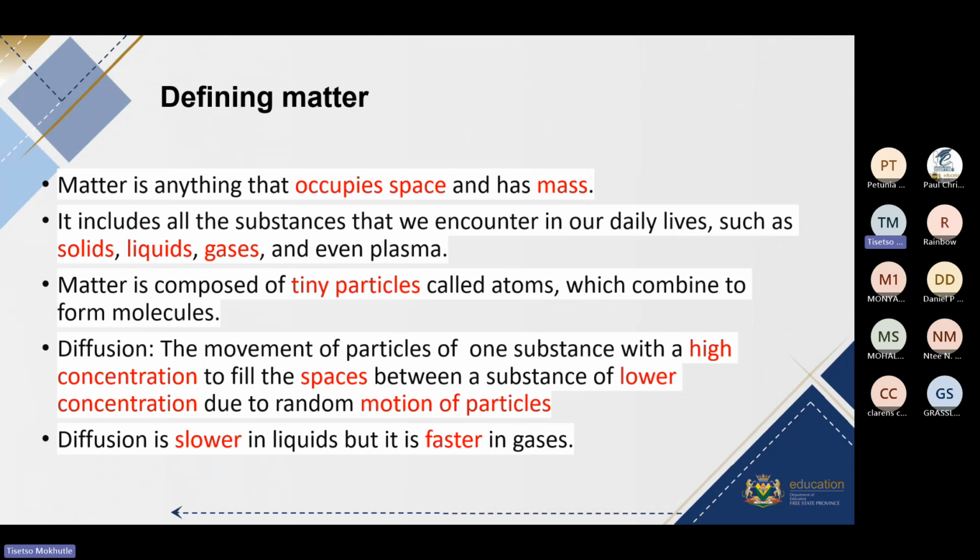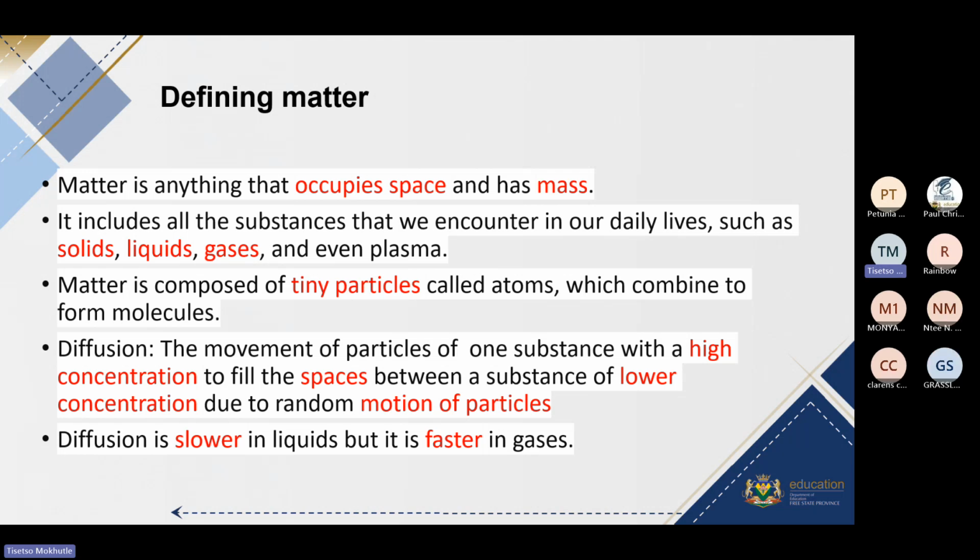Then there's a term called diffusion. Remember, matter is made up of tiny particles. And as I will describe the particle model of matter, you will learn that there are spaces between the particles of matter, which are the atoms. So diffusion means such particles will start moving past each other in a substance. So we define diffusion as the movement of particles of one substance with a high concentration to fill the spaces between a substance with lower concentration due to random motion of particles.